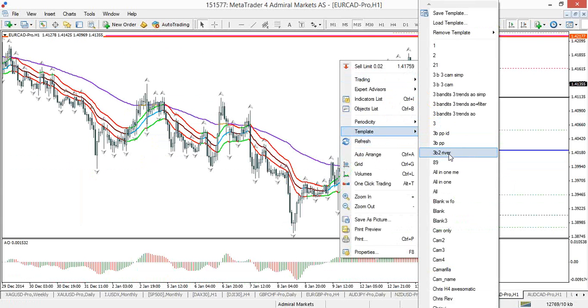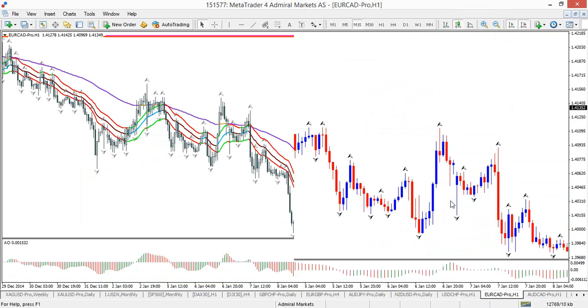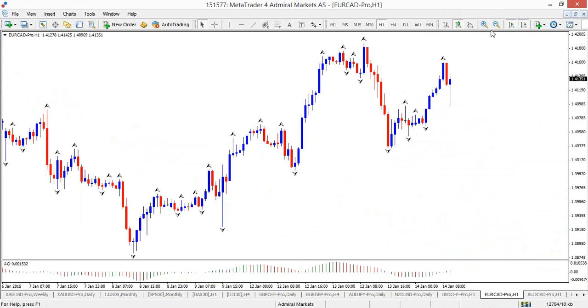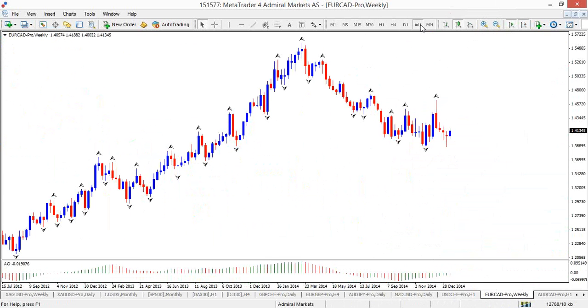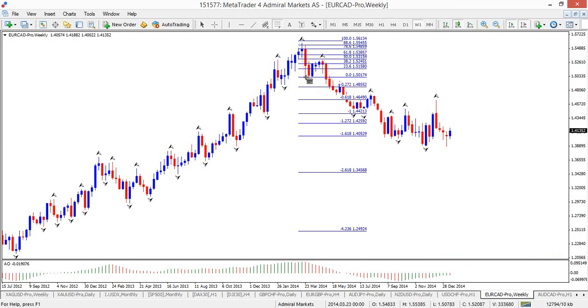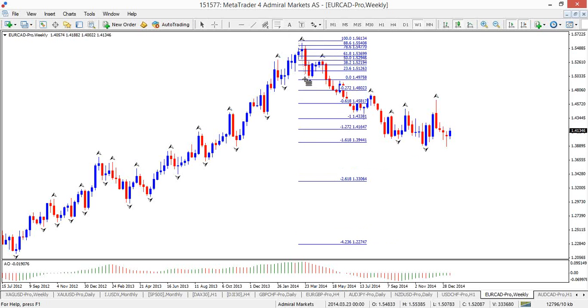A blank chart is the best for fibs. Using the mechanical strategy, let's try to find a time frame that makes sense for a fib strategy like that. We can even start with the weekly, why not? We put a fib on this very first downside here.